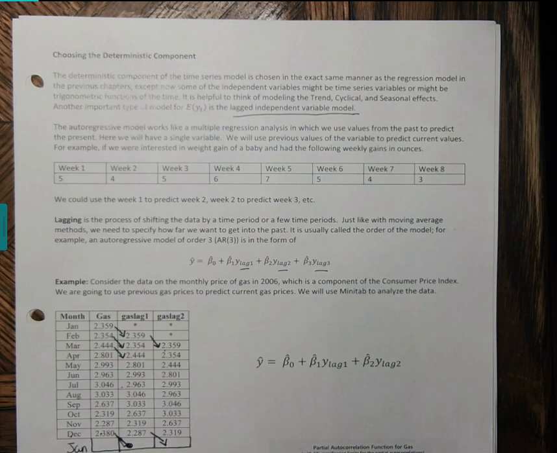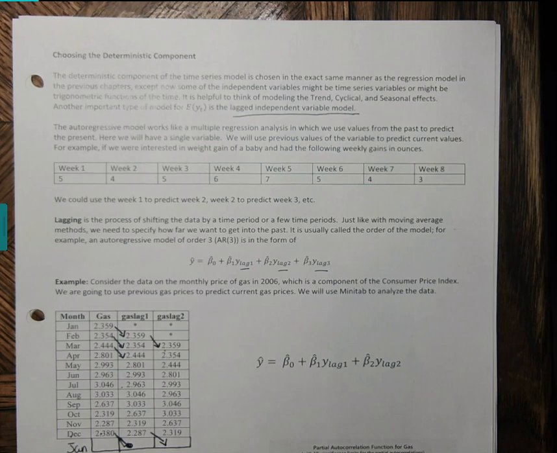So you want to be able to identify those different pieces. So another important type of model is what's called a lagged independent variable model. And so we're going to look at that. We're going to look at an example where we've got a single variable, and then use values of that variable further back in time to predict what's going to happen in the future.